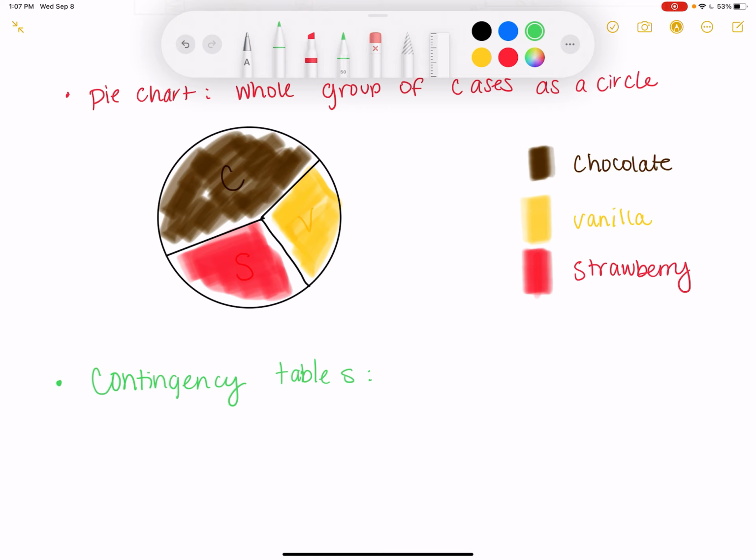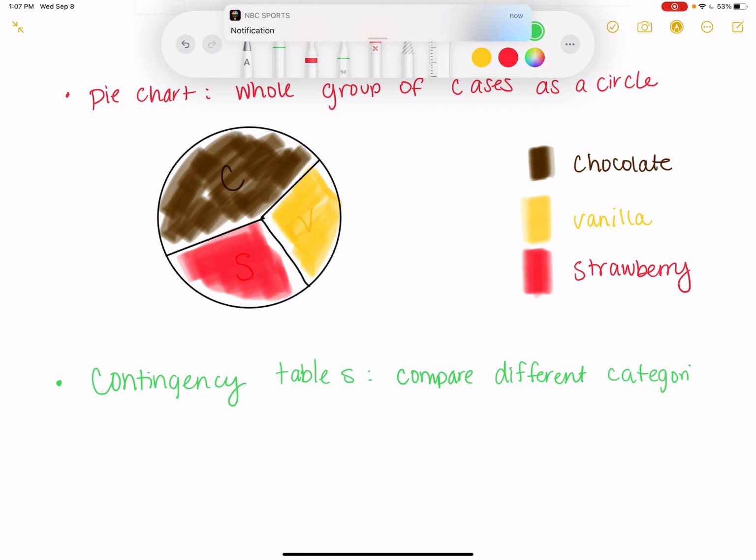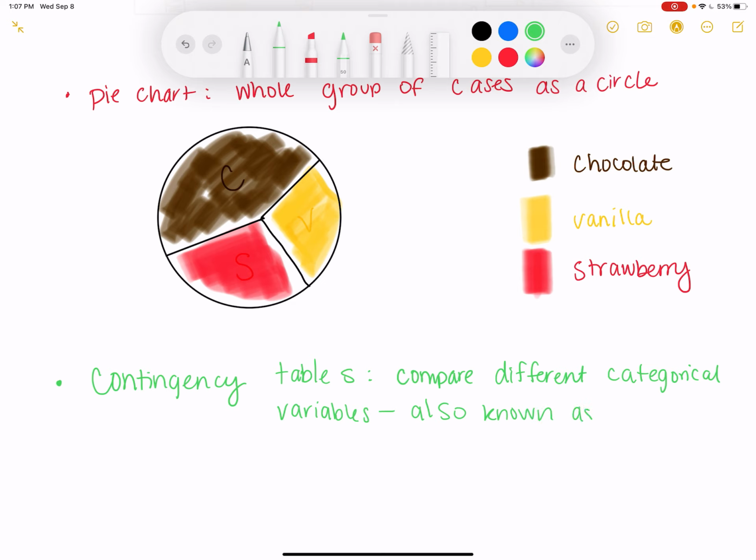All right, so for this, the definition, or what it's used for, it's used to compare different categorical variables. It's also known as a two-way table.